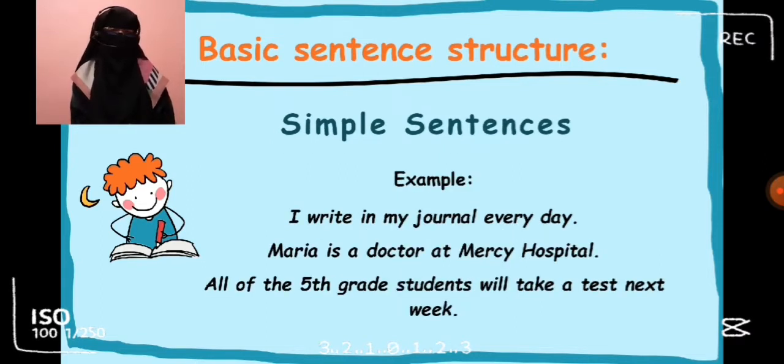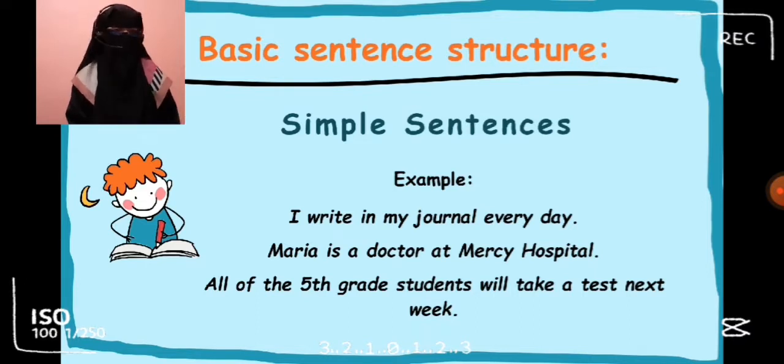Okay. Let's take a look at a couple of examples of this. So if I look at this first example, I've got: I write in my journal every day. Well, in this case, the subject is I, and the predicate is write in my journal every day. Write is the verb, and write in my journal every day is the verb phrase or the predicate.